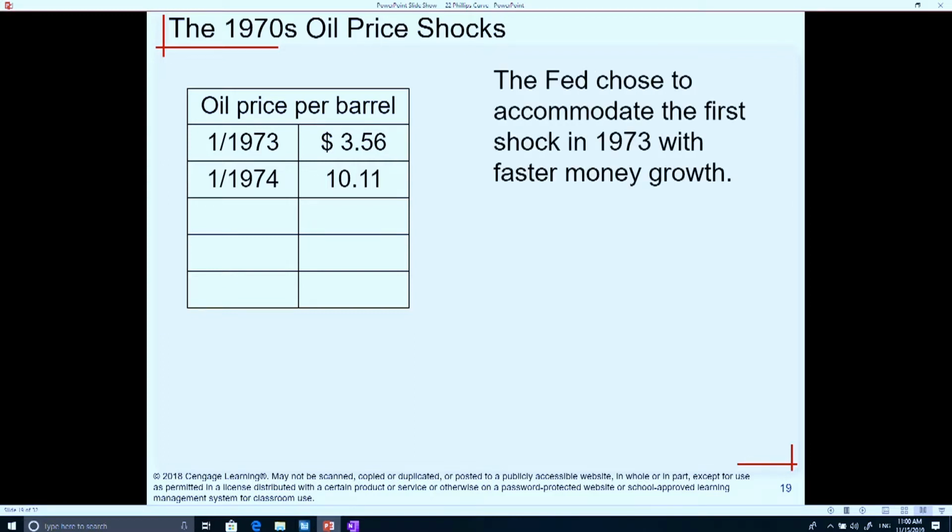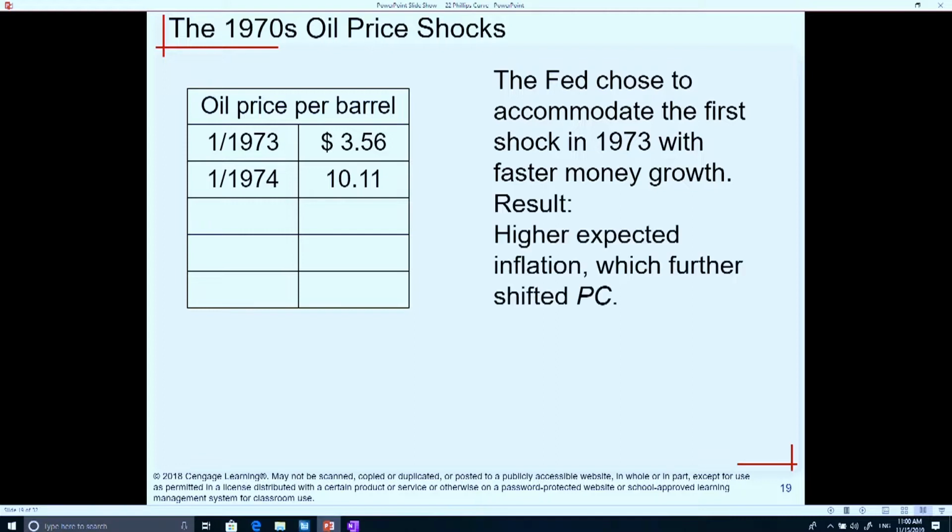The Fed, during this period, chose to accommodate the first shock in 1973 with faster money growth. They wanted to fight off this recession, so we don't cause one. We saw a recession was coming, we wanted to fight that, so we had expansionary monetary policy. The result was higher expected inflation, which further shifted the Phillips curve in the long run. People adjusted their expected inflation. They saw the inflation in 73, 74, and thought, oh, here's the new normal. We're going to expect it now. And so the Phillips curve is going to shift. The expected inflation is also higher.